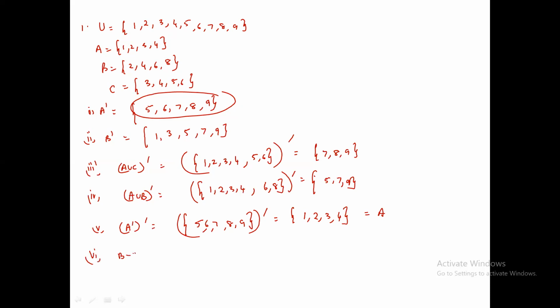The sixth one is B minus C whole dash. From B, you remove 3, 4, 5, 6. 3 you can't remove. 4 and 6 you can remove. 3 and 5 you can't remove. So you will have 2 and 8, whose complement you have to find. So from U you remove 2 and 8. 1, 3, 4, 5, 6, 7, 9. This is what you have for B minus C whole dash.